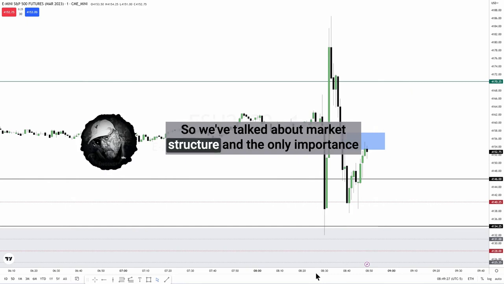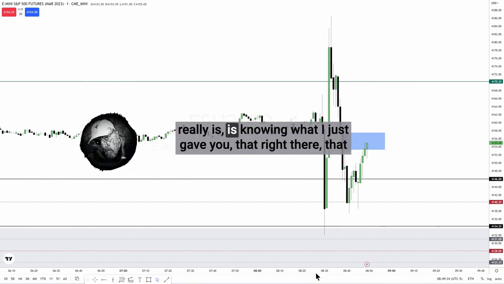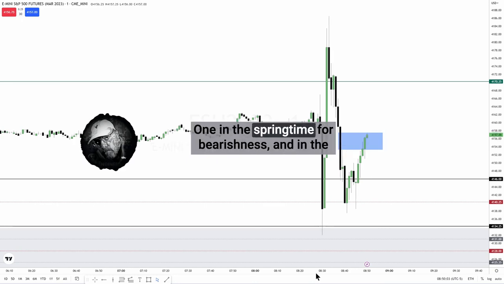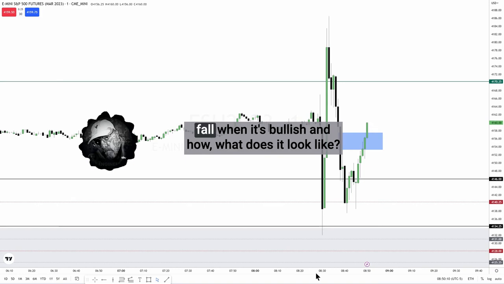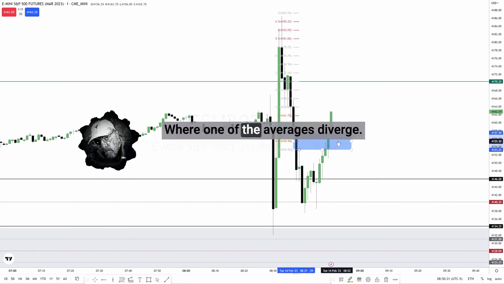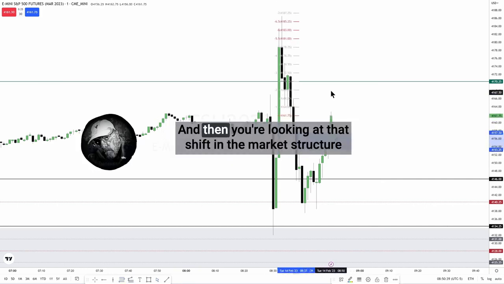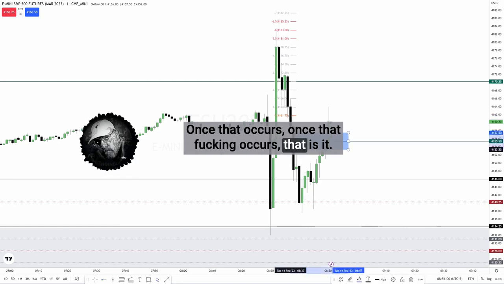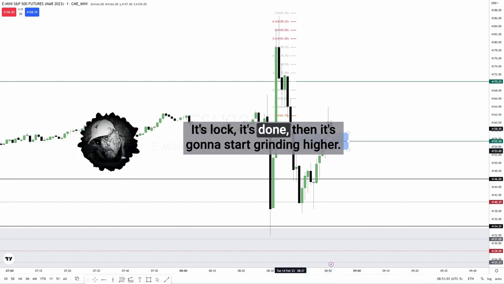So we've talked about market structure. And the only importance really is knowing what I just gave you. That element of seasonality and how those shifts quarterly occur: one in the springtime for bearishness and in the fall when it's bullish. And what does it look like? The SMT divergence, or Dow divergence, where one of the averages diverges. And then you're looking at that shift in the market structure on a 4-hour and 1-hour chart. Once that occurs, that is it. It's on lock. It's done.